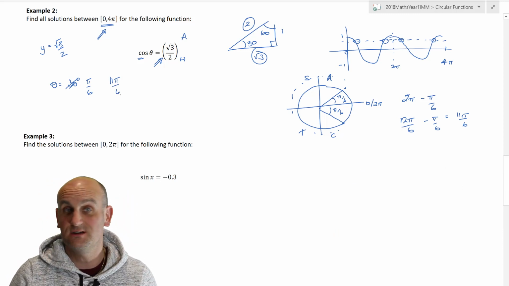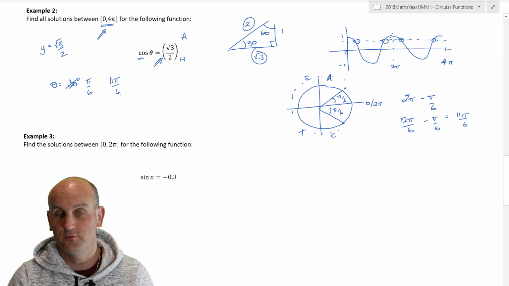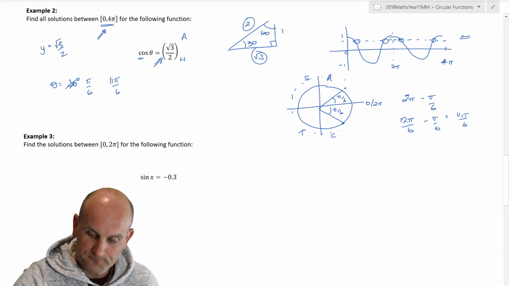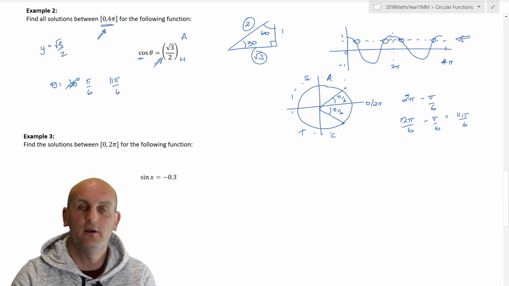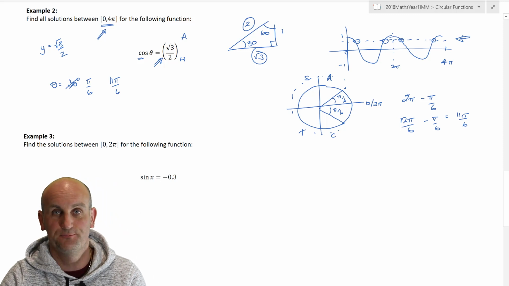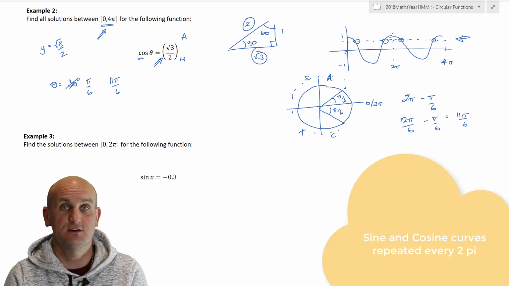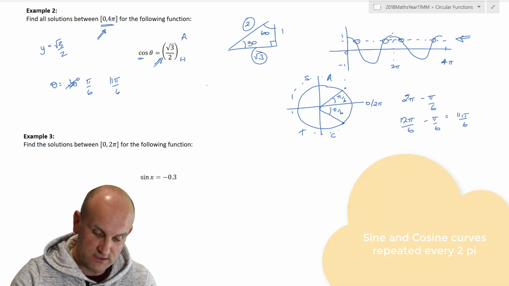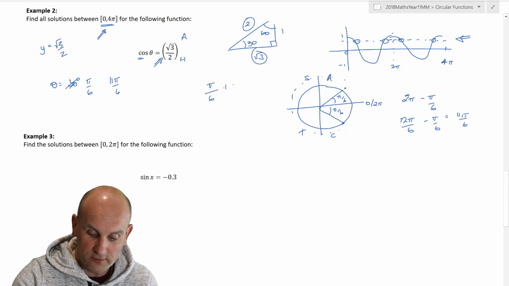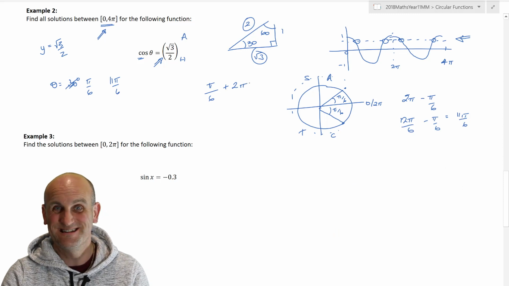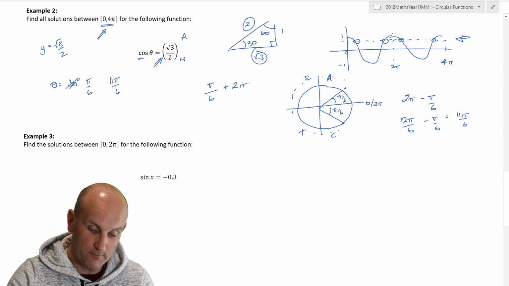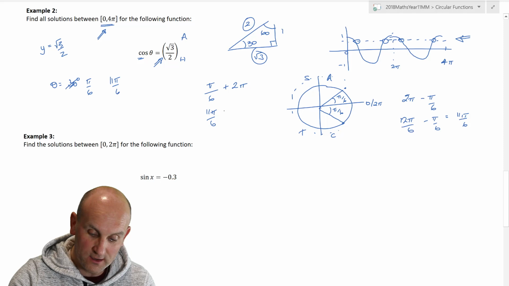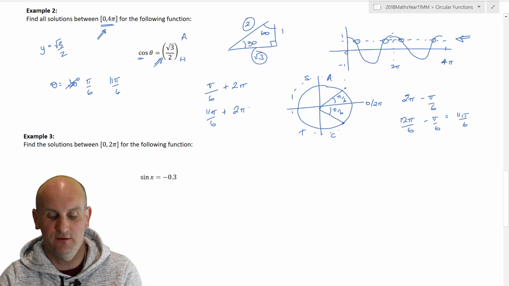Now, remember, you're actually looking for 4 solutions. Why are we looking for 4 solutions? Look back at my diagram. Okay, so having got those, how do I now find my next 2 solutions? Well, it's great because cosine and sine repeat every 2 pi. So if I've got my first solution as pi on 6, then all I need to do is add on the value of 2 pi to get to my next solution. And if I've got my 11 pi on 6, then I know that if I add on 2 pi, it will give me my next solution.